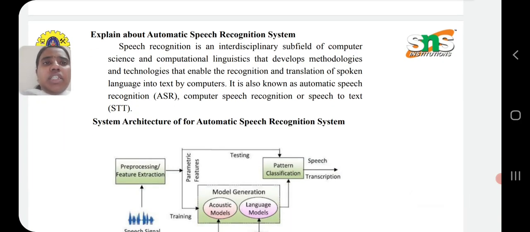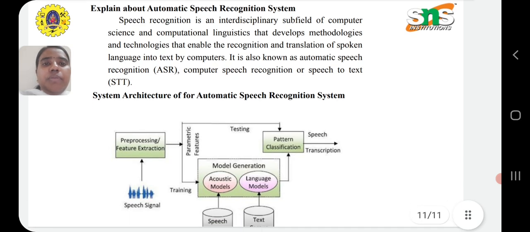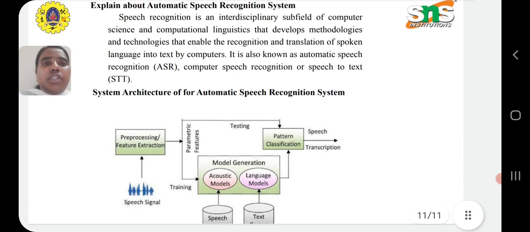Explain about automatic speech recognition. Speech recognition is an interdisciplinary field of computer science and computational linguistics that develops methodologies and technologies that enable the recognition and translation of spoken language into text by computers. It is also known as automatic speech recognition, computer speech recognition, or speech to text. System architecture for an automatic speech recognition system.